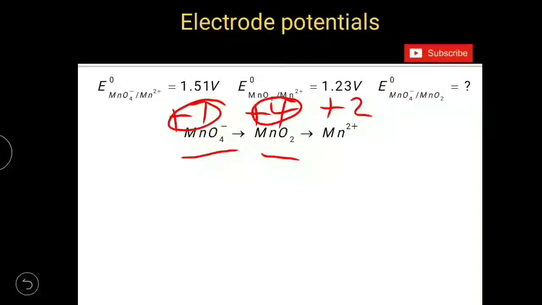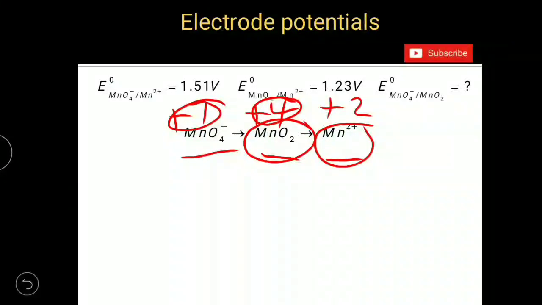And in the conversion of MnO4 minus into Mn plus 2, 5 moles of electrons are involved because the difference in oxidation state is 7 minus 2. In the conversion of MnO2 into Mn plus 2, 2 moles of electrons are involved because the difference in oxidation state is 4 minus 2, which is equal to 2.